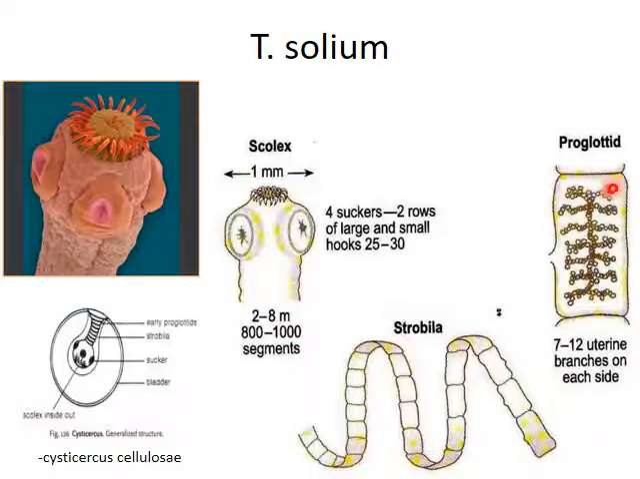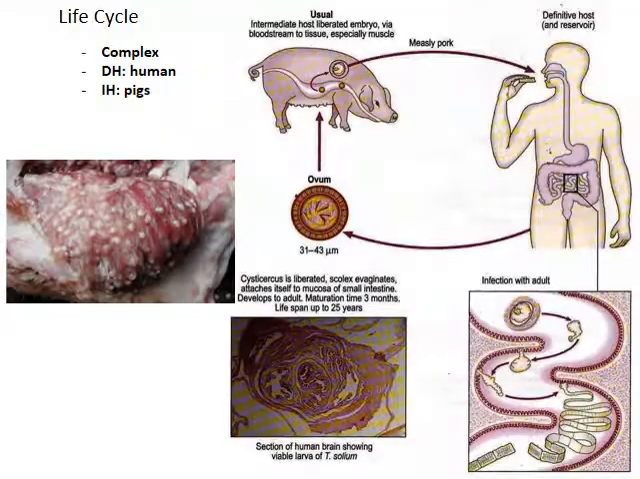And the gravid segment, as you can see here, has fewer numbers of uterine branches than Taenia saginata. And this is the larval form of Taenia solium, which is called as Cysticercus cellulosae. Life cycle of Taenia solium. It has got a complex life cycle with definitive host as humans and intermediate host as pigs, in contrast to the intermediate host of Taenia saginata, that is the cow or cattle.